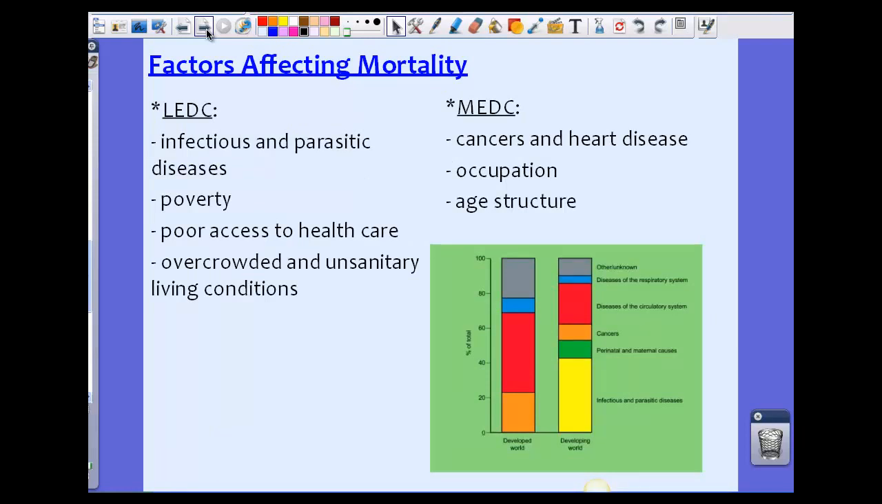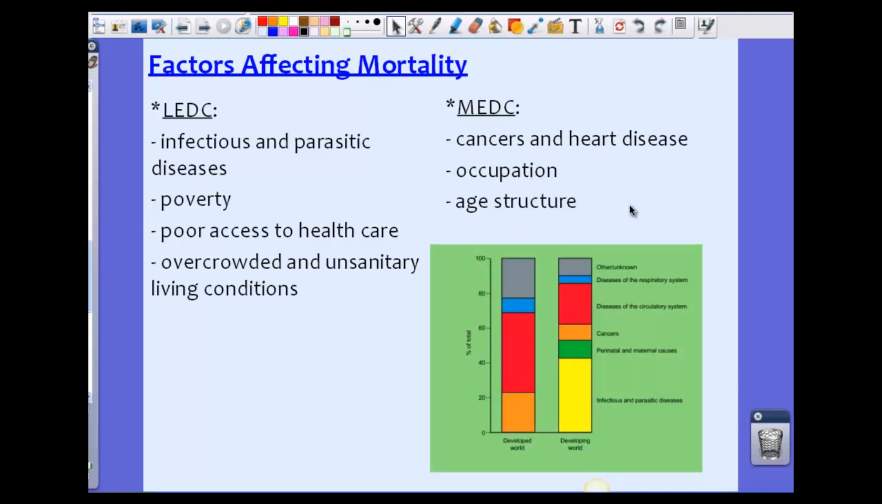These are some of the factors that affect mortality. We might see higher levels of life expectancy in MEDCs than we do in LEDCs. In LEDCs, we see a couple of different factors than we would in MEDCs. For example, in our LEDCs, a higher rate of infectious and parasitic diseases causes mortality rates to be high. We also see higher levels of poverty, poor access to health care, and overcrowded and unsanitary living conditions. Whereas in MEDCs, our highest rate of death is actually cancers and heart disease.